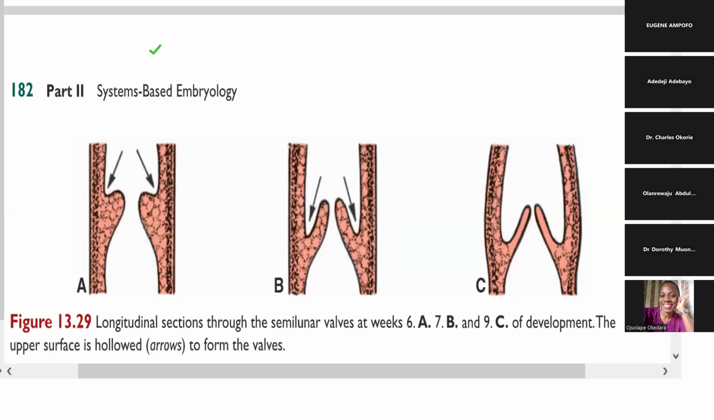This is the longitudinal section through the semilunar valves at various weeks. The first one is at the 6th week, the second is at the 7th week, while the last one is at the 9th week. And we can see how the semilunar valves develop. From A, you can see it's more hollow there before we get to the final part, which is C.